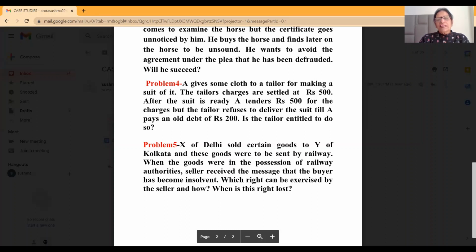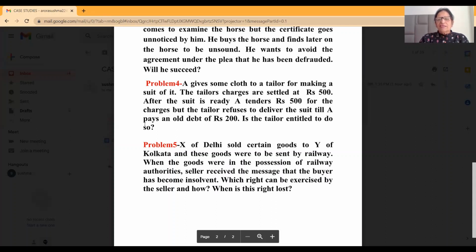So friends, he cannot exercise the right of lien because the goods are not in his possession. He can exercise the right of lien only when the goods are in the possession of the unpaid seller. So he has lost the possession, which means he has lost the right of lien also. And now the goods are in the possession of railway authorities. If he does not have the right of lien, there comes a second right, which is known as the right of stoppage of goods in transit. The second right, of stoppage of goods in transit, can be exercised by the unpaid seller through the railway authorities.